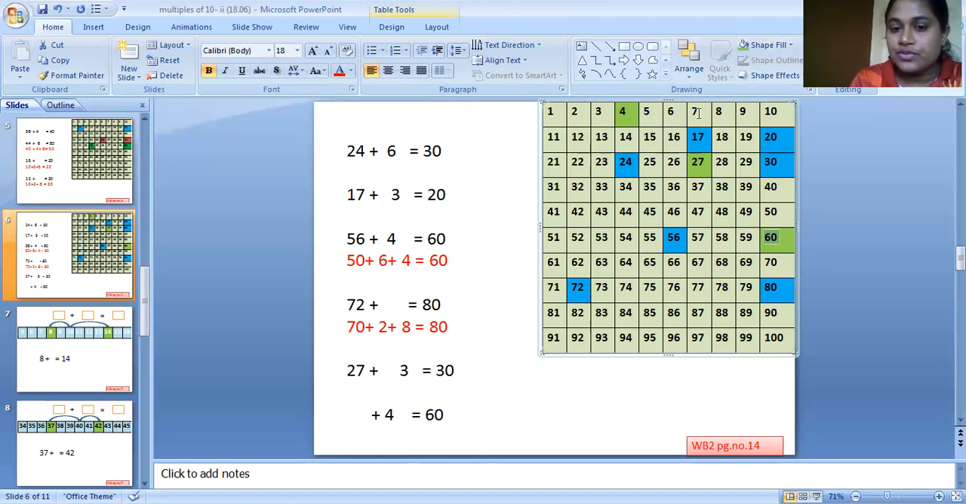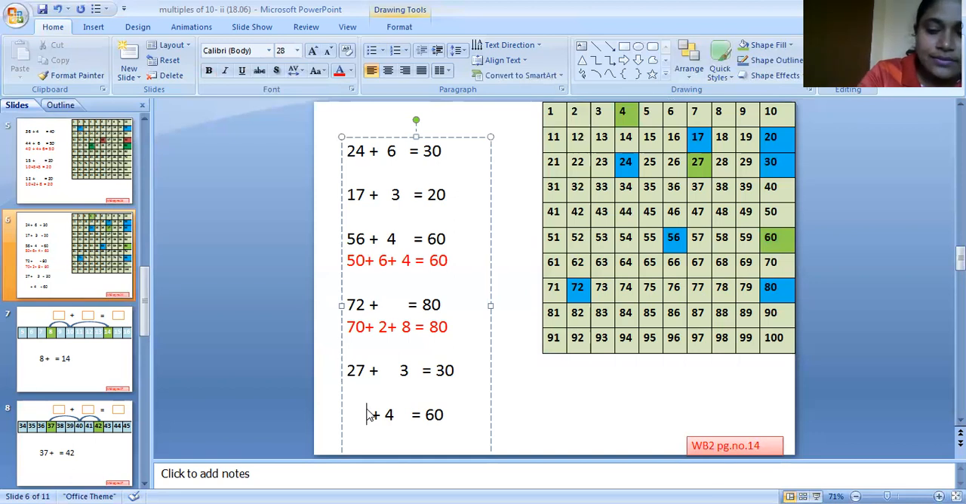Here 1, 2, 3, 4, 5, 6, 7, 8, 9, 10, 11, 12, 13, 14, 15, 16, 17, 18, 19, 20, up to 55, and 56. The answer is 56 plus 4 is equal to 60.